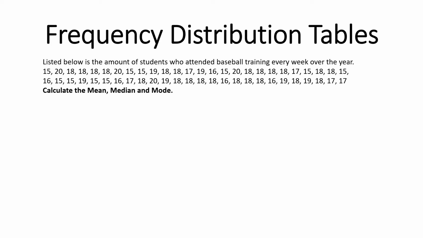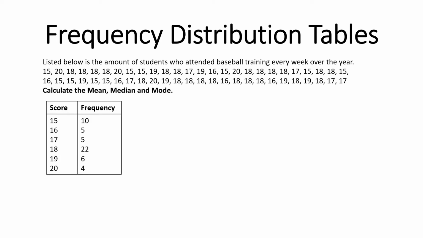Okay, using the same example, let's calculate the mean, median and mode of this data. So here we have our table from the previous slide. We're now going to add another column. This is called the FX column. The FX column is just the score multiplied by the frequency. So for the first one, the score of 15 appeared 10 times, so we go 15 times 10 equals 150. For the second score of 16, it appeared 5 times, so we have 16 times 5 equals 80, and so on.